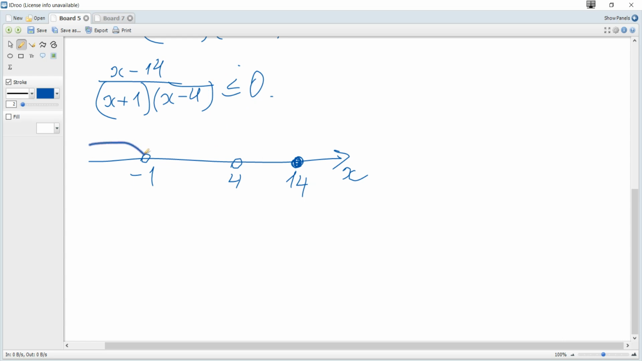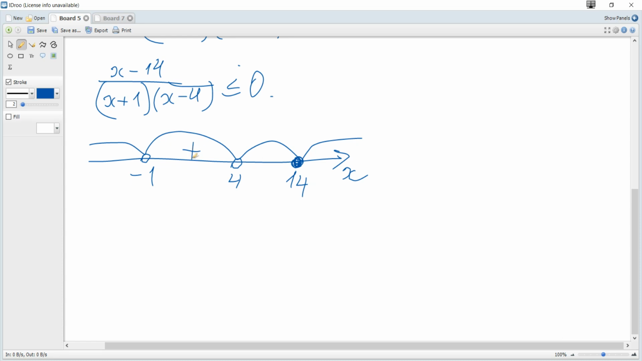And hence we get 1, 2, 3, 4 regions, and the sign within each region is constant. And to find the sign of this function, for example, on this region, we take any value from this region, for example 0, and substitute 0 for x and get 0 minus 14 negative, 0 plus 1 positive, 0 minus 4 negative, negative over negative is positive, so the sign of this region is positive.